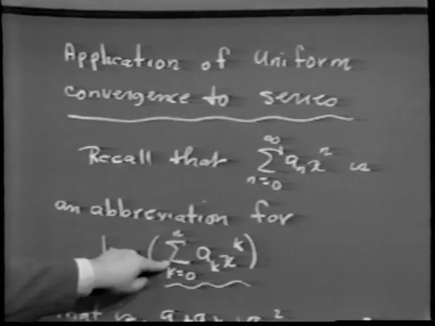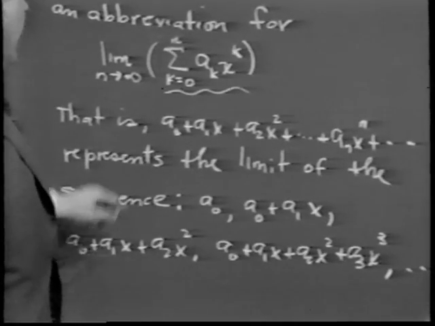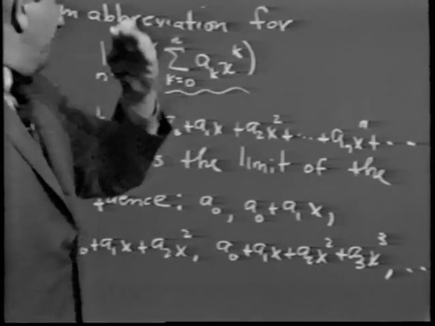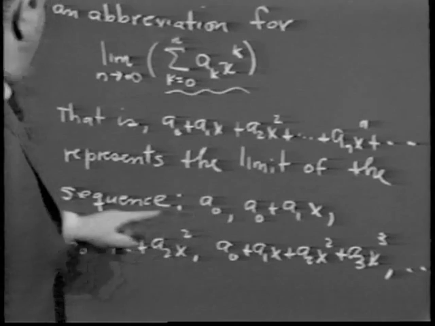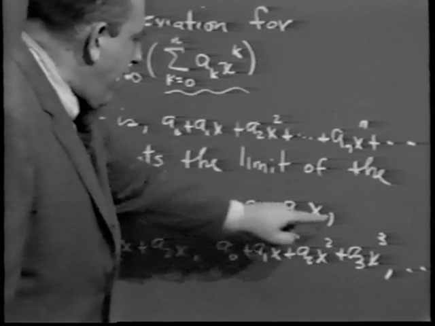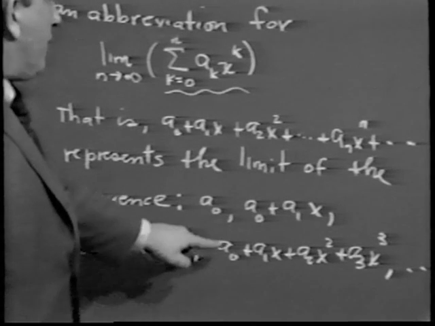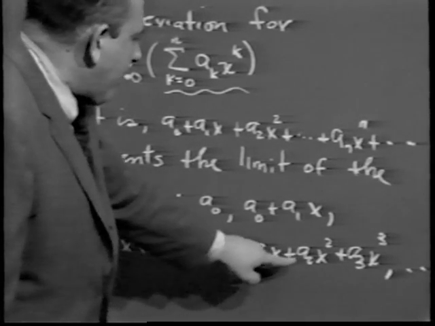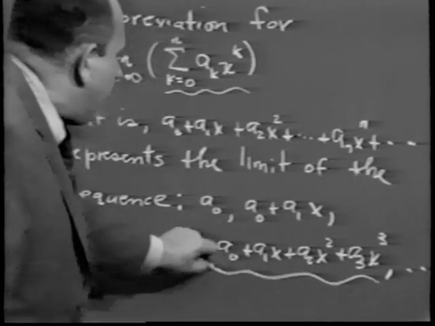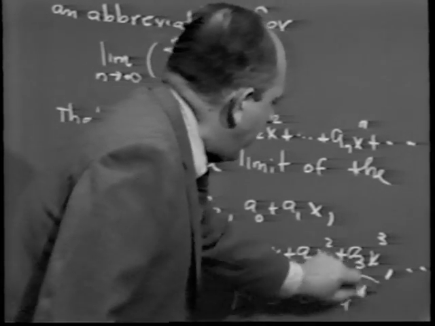Again, if this sigma notation is throwing you off, all I'm saying is that a0 plus a1x plus a2x squared plus etc., forever, just represents the limit of the following sequence: a0, next member is a0 plus a1x, next member is a0 plus a1x plus a2x squared, the next member is a0 plus a1x plus a2x squared plus a3x cubed. By the way, what is each member of the sequence? It's a polynomial. And polynomials have very nice properties.